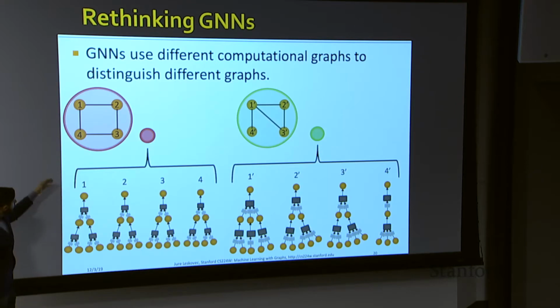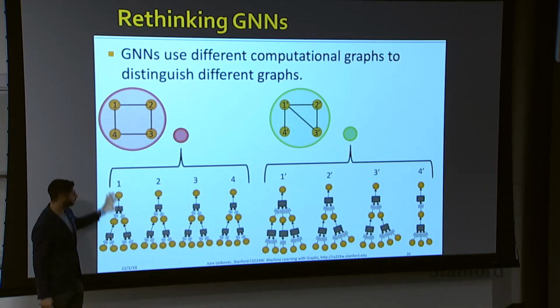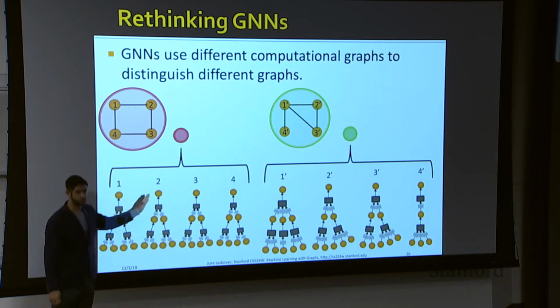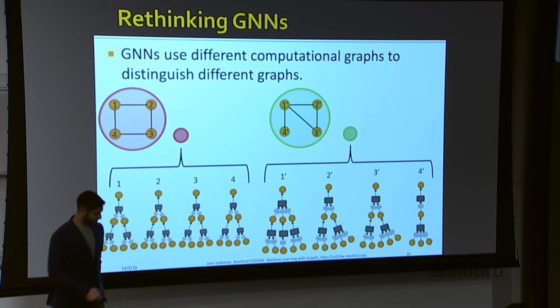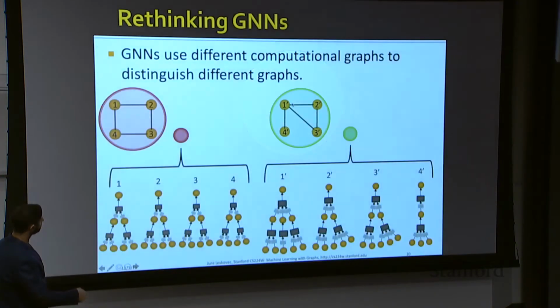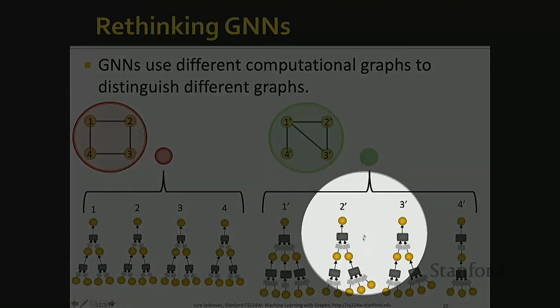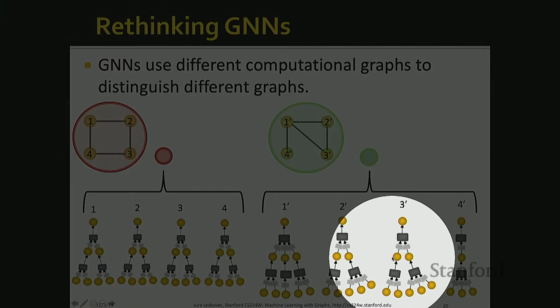So basically, nodes 1, 2, 3, and 4 will have exactly the same computation graph. There is no way for a GNN to understand that these nodes are different. Conversely, if we go on the right and talk about our green graph, then our nodes 1 prime, 2 prime, 3 prime, and 4 prime will have slight differences. So even if the node features are exactly the same, the shape of our computation graph will be different.